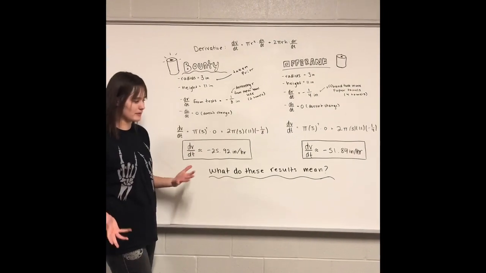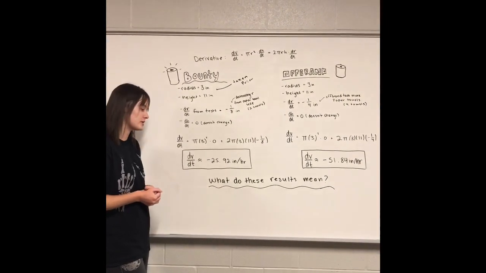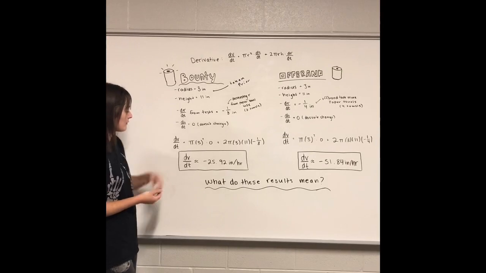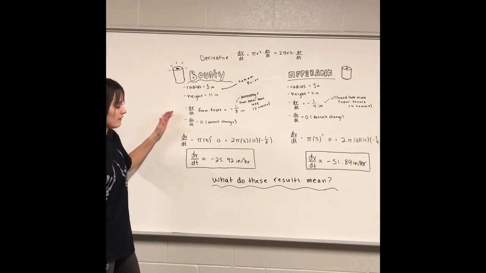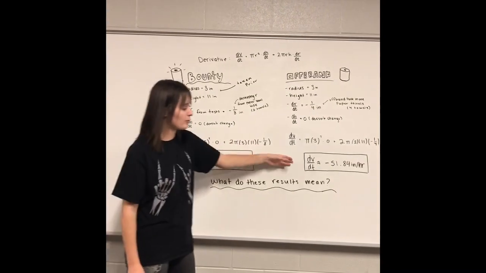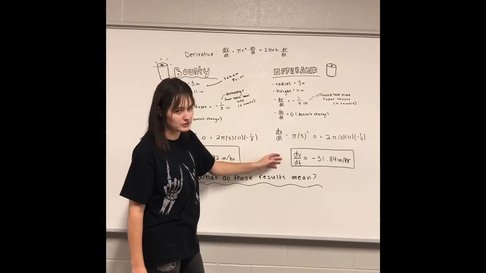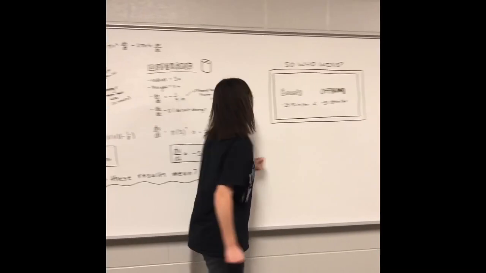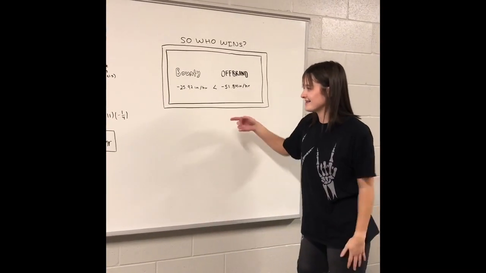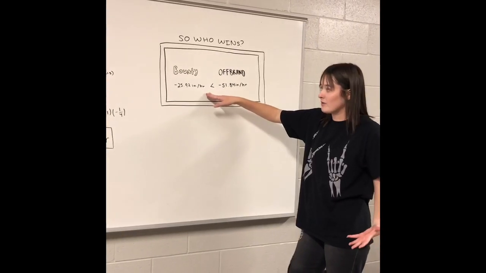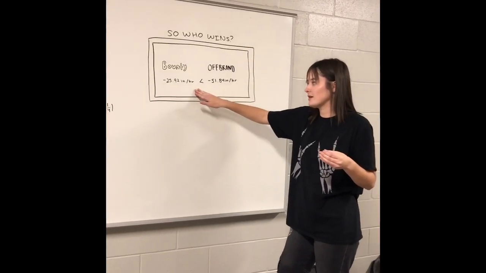So what do these results mean? Well, our dv over dt represents our change in volume with respect to time. For Bounty, we had negative 25.92 inches per hour, which is how much our volume decreased per hour. And for Off-Brand, we had negative 51.84 inches per hour. So, who wins? Clearly, since Bounty decreases at a much smaller rate, Bounty wins.